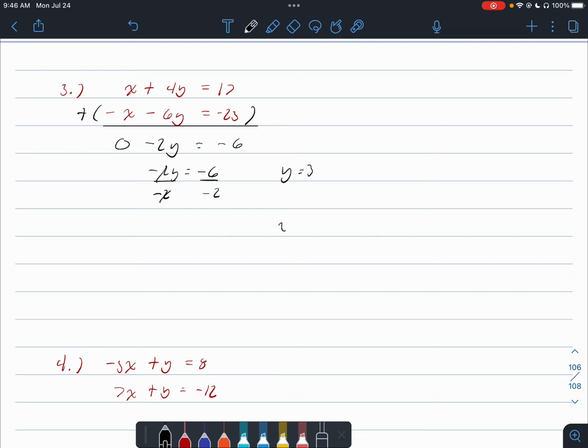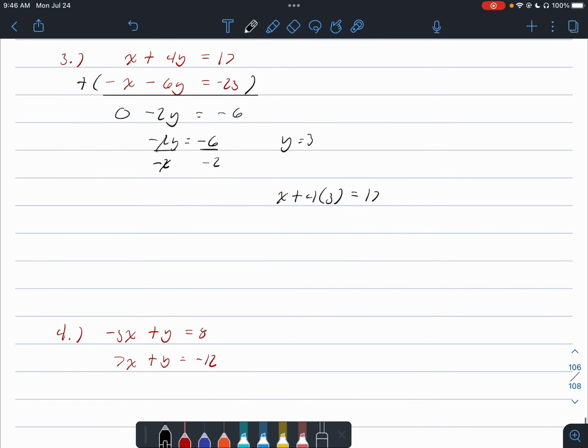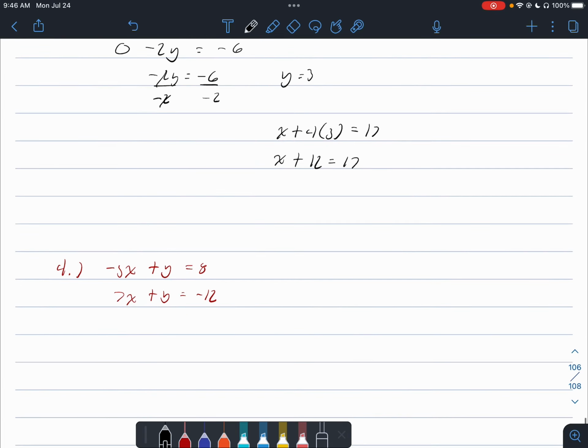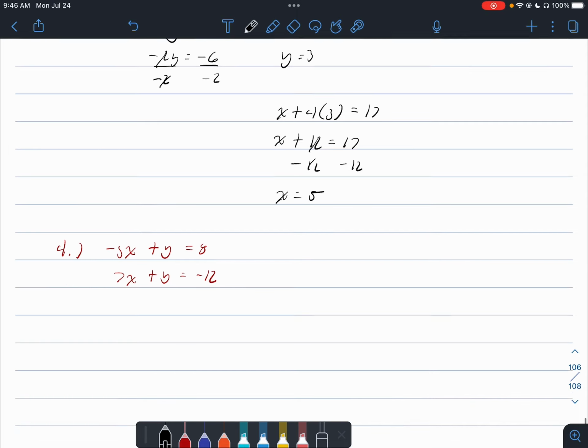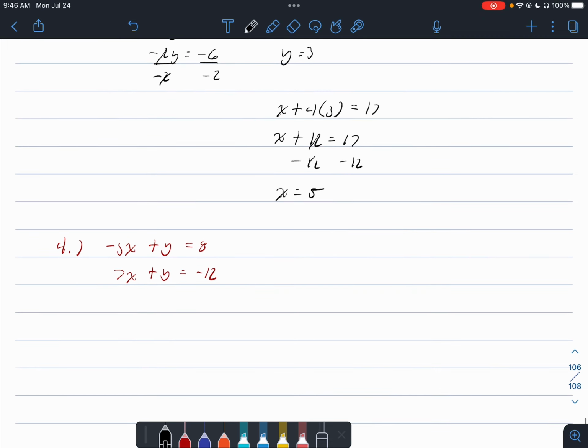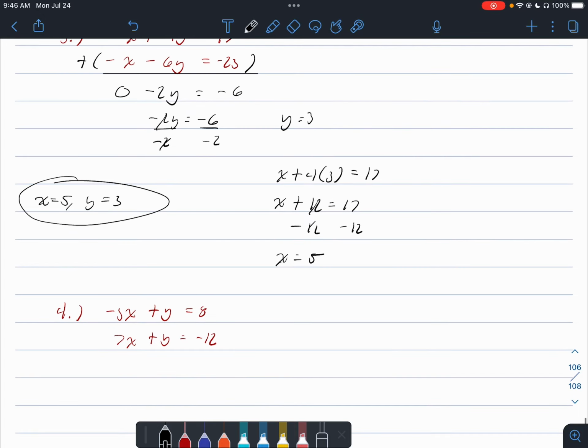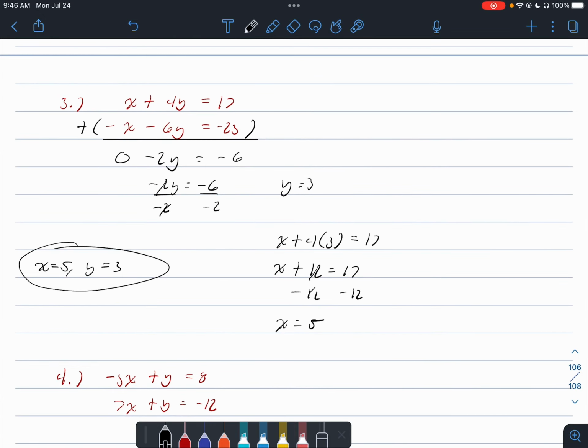So we have x plus 4 times 3 is equal to 17, or we have x plus 12 is equal to 17. And if we take 12 away from both sides, we get x is equal to 5. So here we have x equals 5 and y equals 3 as the solution to this system of linear equations.